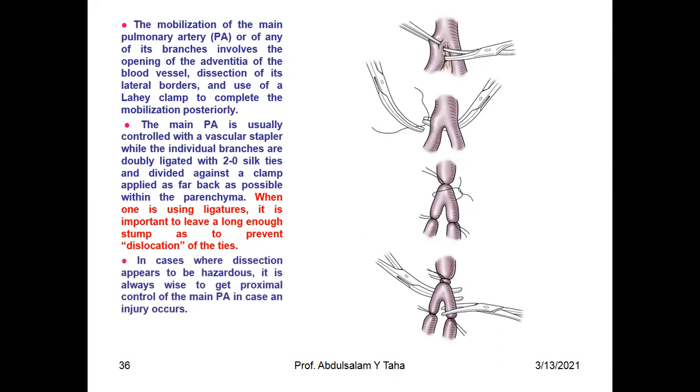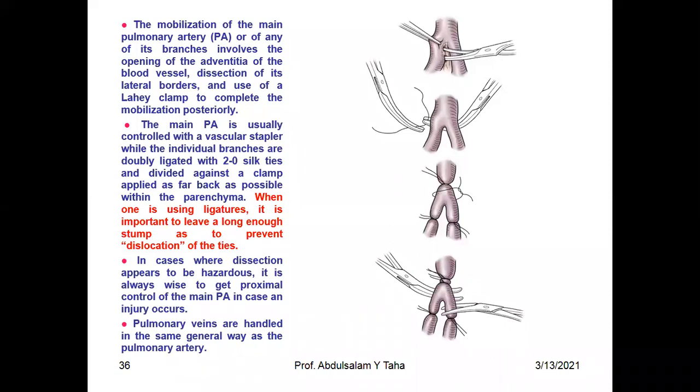And in cases where dissection appears to be hazardous, like in scarring or redo operation or chemoradiotherapy, it is always wise to get proximal control of the main pulmonary artery in case an injury occurs.